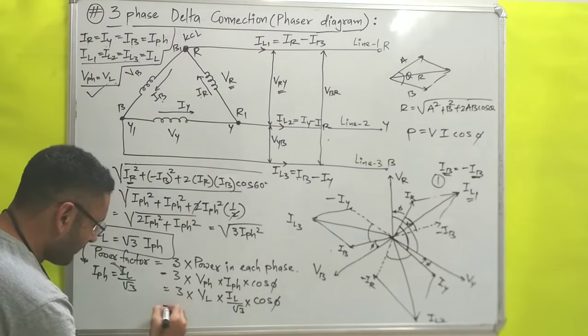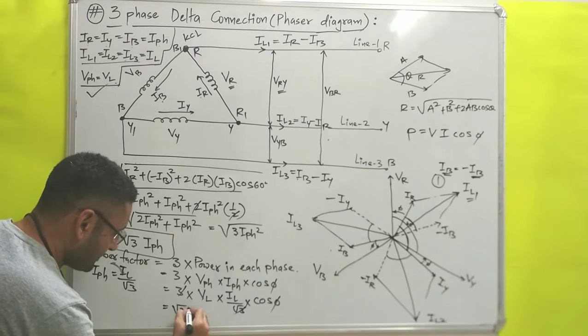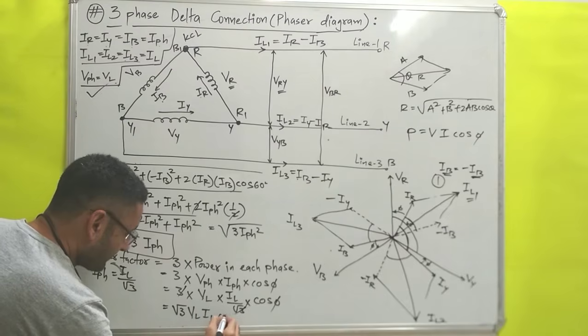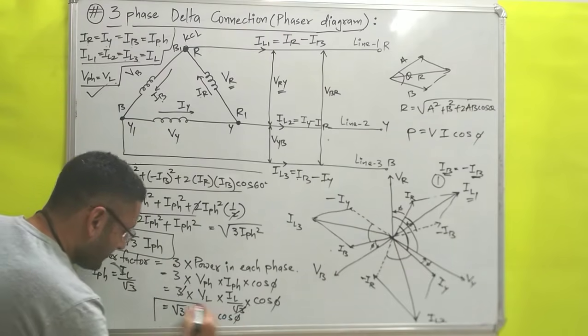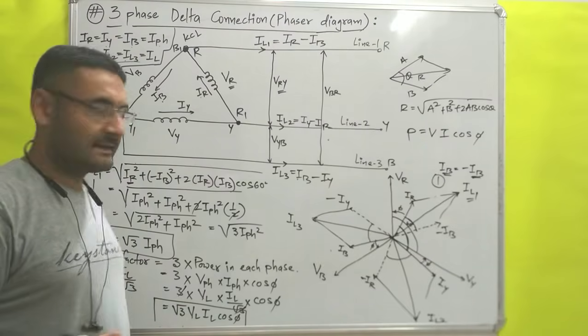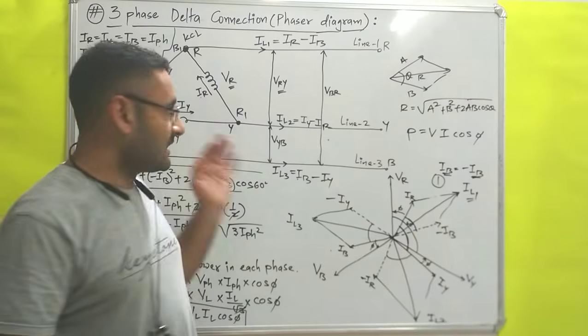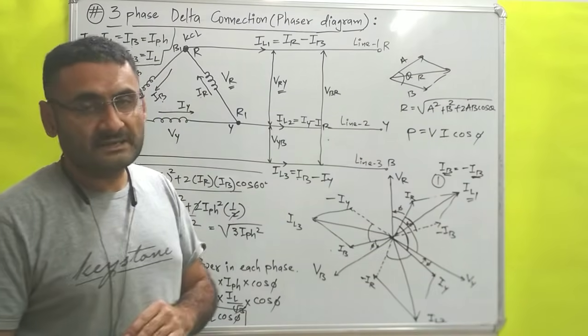So finally I will write power is equal to root 3 VL IL cos phi, as the root 3 gets cancelled. So that is the equation for power for the case of delta connection. For the star connection, the same equation we have derived. So that is all about three-phase delta connection.